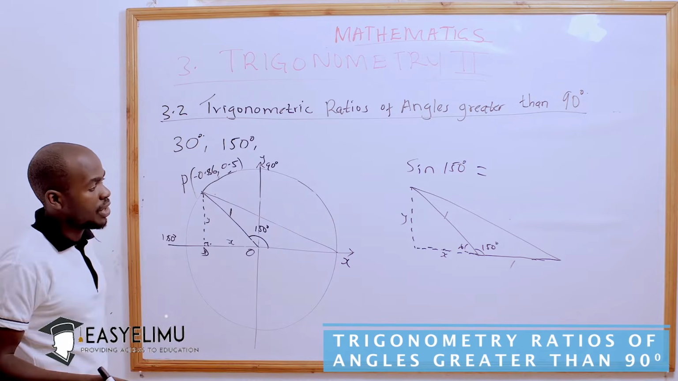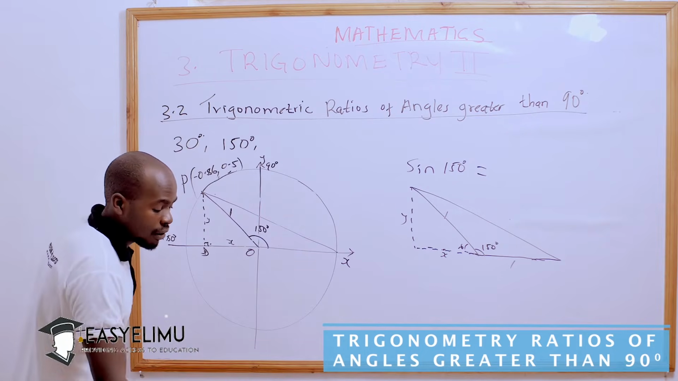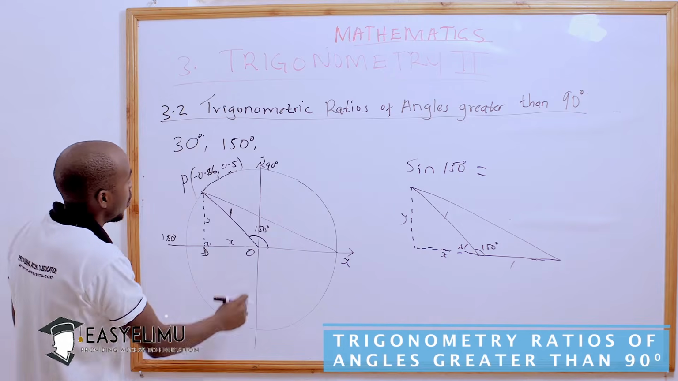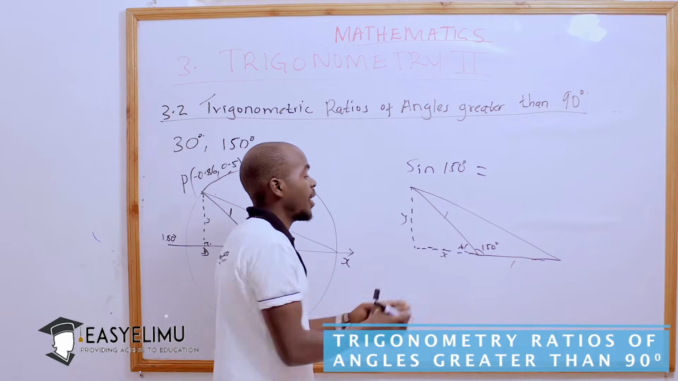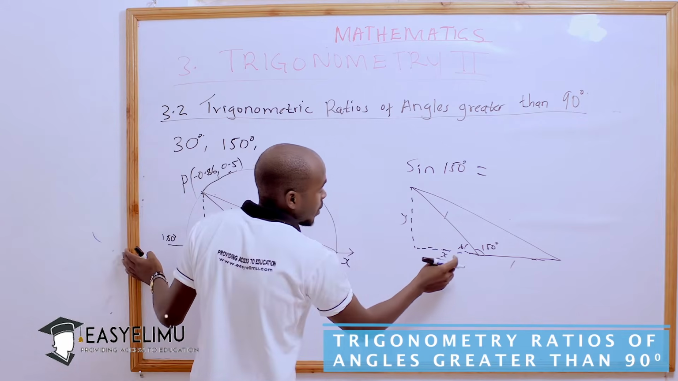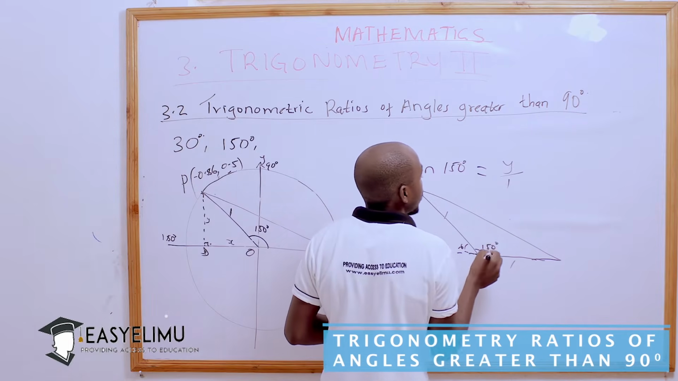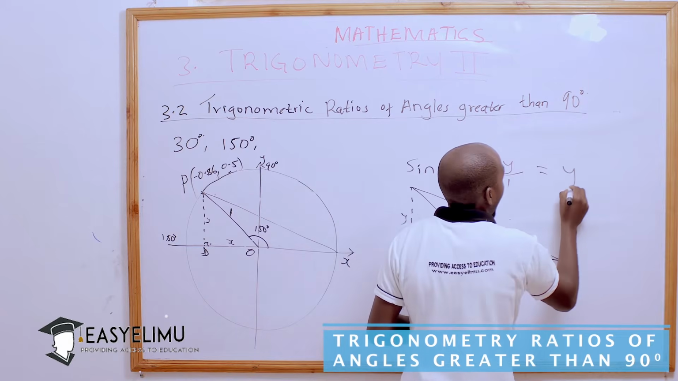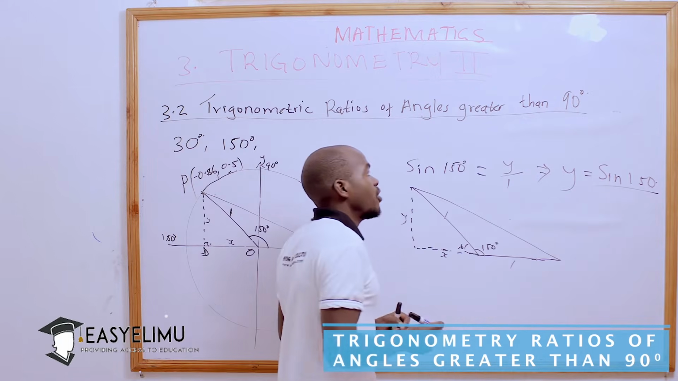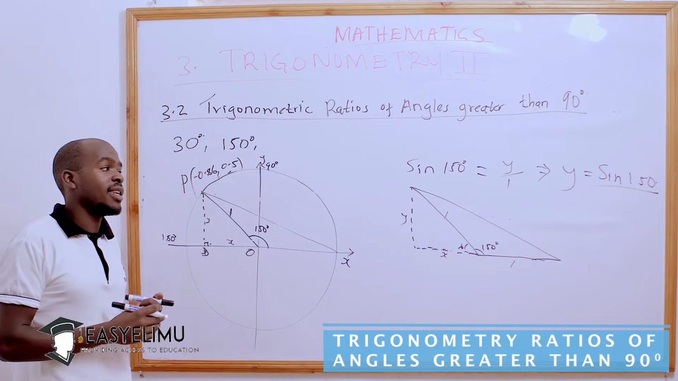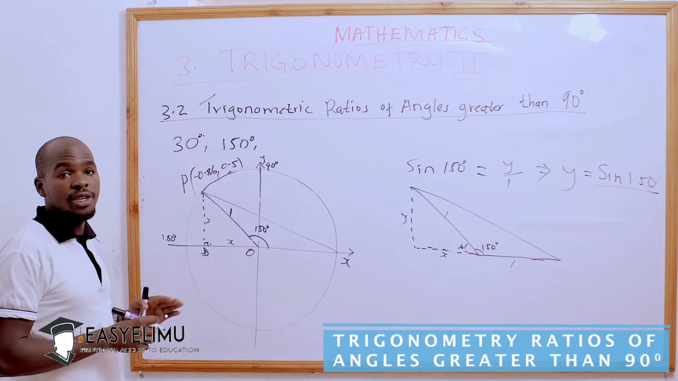Having that, if you need to find the side x of that angle, after finding it on a Cartesian plane, we can prove by saying this one will be negative. The side y we need will remain the same. So it is y over 1, over the hypotenuse. This is the same as saying y is equal to sine 150. So for angles greater than 90 degrees but less than 180 degrees, the sine of those angles will always give us a positive answer.